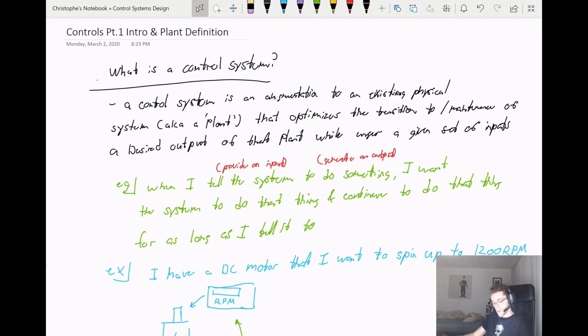So what does that mean? What that means is when I tell the system to do something, I want the system to do that thing and to continue doing that thing for as long as I tell it to. So when I tell it to do something, that means I'm putting an input into the system, and when I want it to do something, that means I want the system to generate an output.